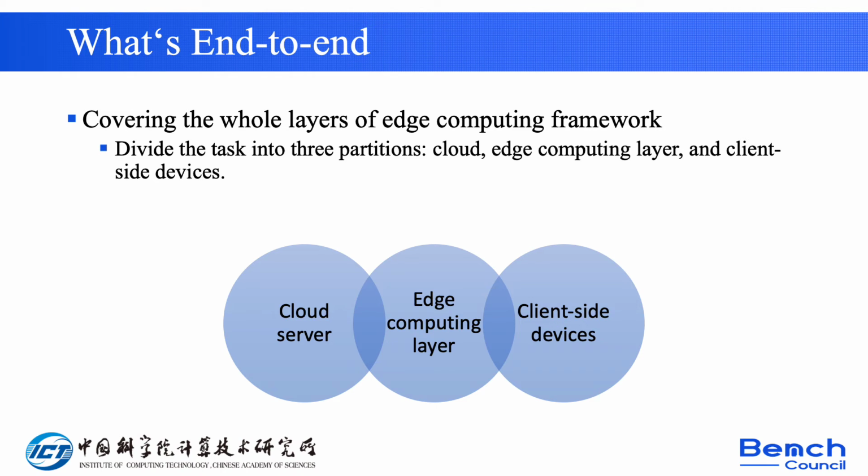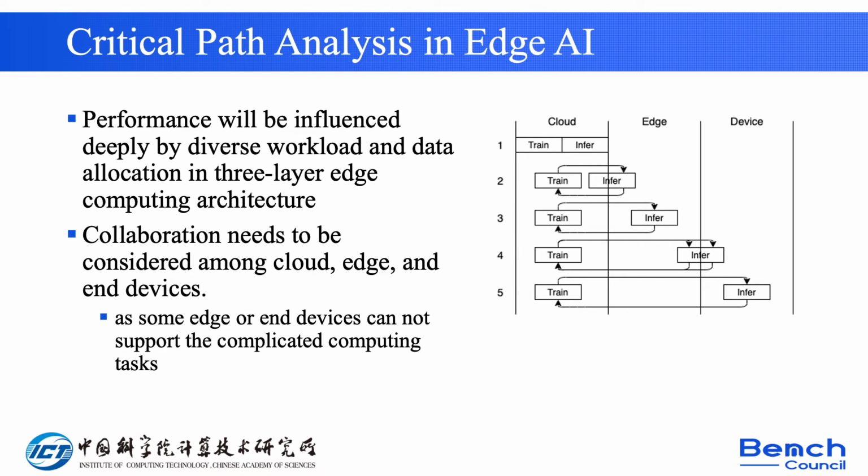considering all three layers and their collaboration. This figure shows the critical path of an AI task in edge cloud computing. From this figure, we can see that training, processing, and inference all need to be considered. When those processing tasks are put on different layers, performance will be influenced deeply by diverse workload and data allocation in the three-layer edge computing architecture. As some edge or end devices cannot support complicated computing tasks, collaboration needs to be considered among those three layers. Therefore, the performance evaluation and analysis needs to cover the critical path.